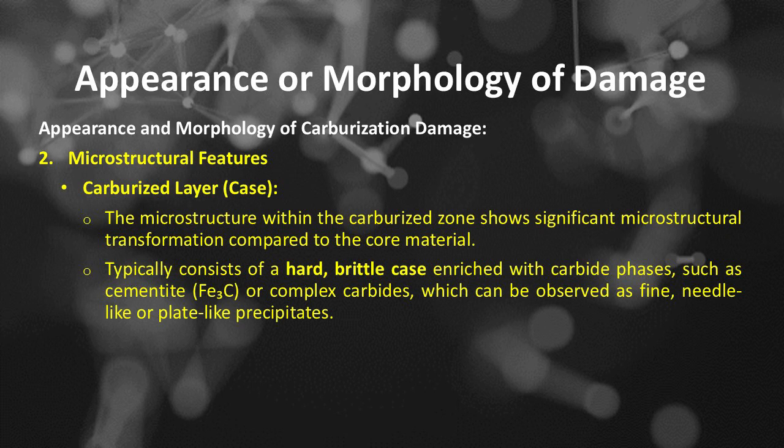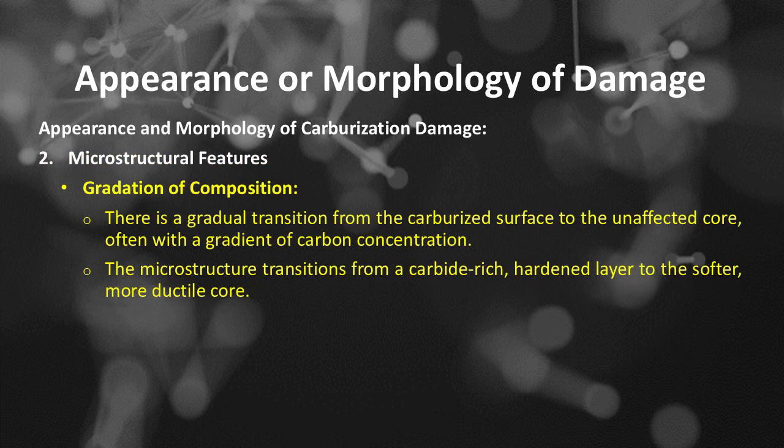Number 2 of appearance and morphology of carburization damage is microstructural features. The first of it is carburized layer or case. The microstructure within the carburized zone shows significant transformation compared to the core material, typically consisting of a hard, brittle case enriched with carbide phases, such as cementite or Fe3C or complex carbides, which can be observed as fine, needle-like or plate-like precipitates.